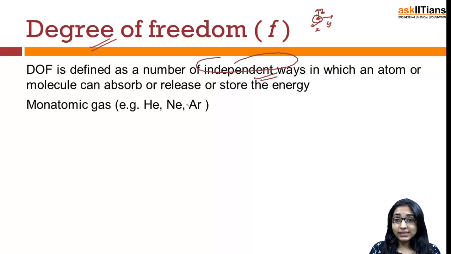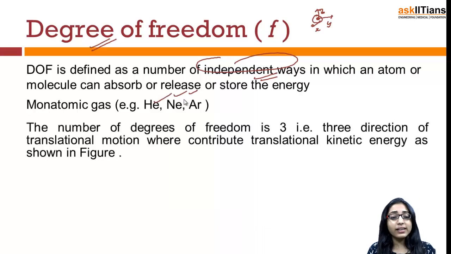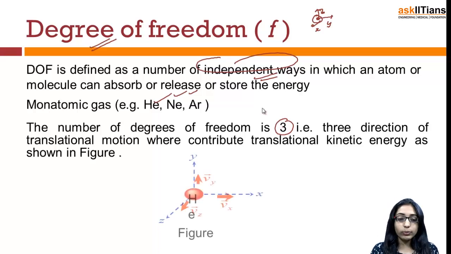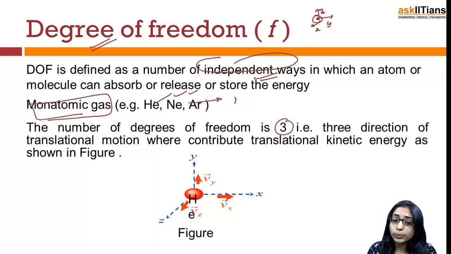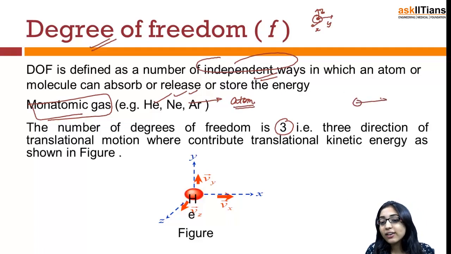Now, if I take the example of any particular monoatomic gas, helium, neon or argon, I will simply say that the number of degrees of freedom is 3, that is, 3 directions of translational motion can contribute to the translational kinetic energy, as represented in the figure. Any particular monoatomic gas can be taken to be an atom. And an atom can either translate along the x-axis, or along the y-axis, or along the z-axis.